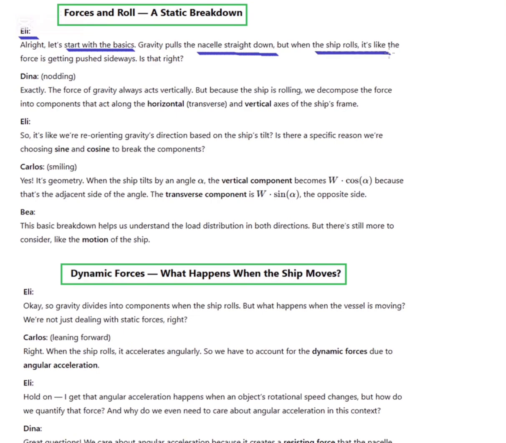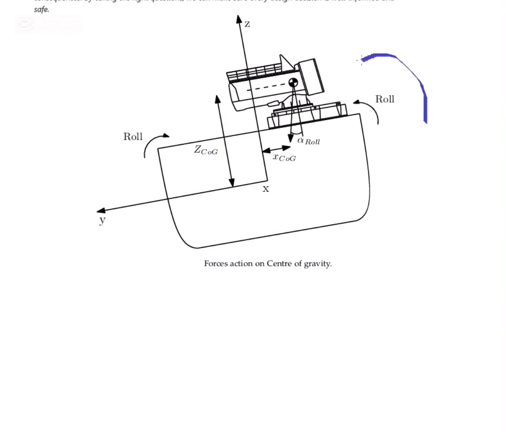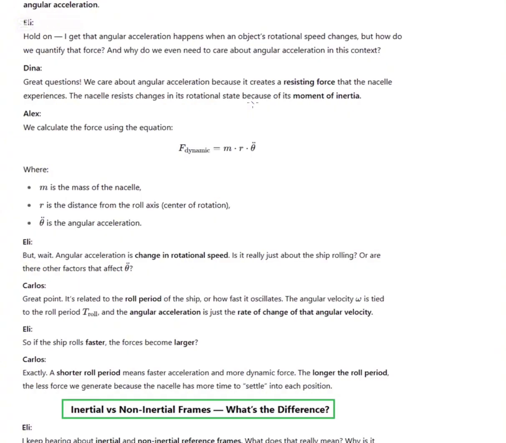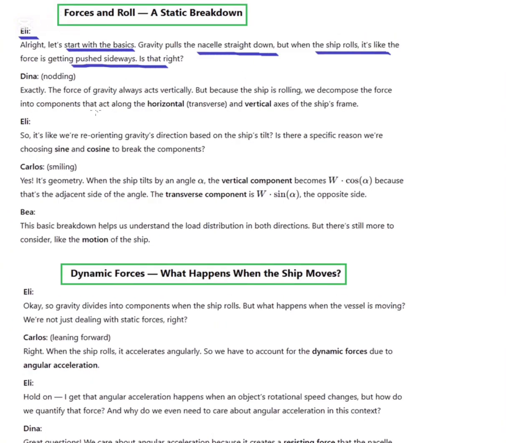But when the ship rolls, it's like the force is getting pushed sideways. Is that right? Yes, exactly. The force of gravity always acts vertically, but because the ship is rolling, we decompose the force into components that act along the horizontal, that's transverse, and vertical axis of the ship's frame. So it's like we are reorienting the gravity's direction based on the ship's tilt.